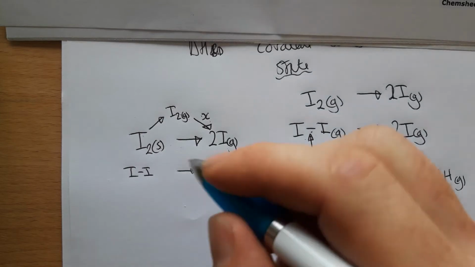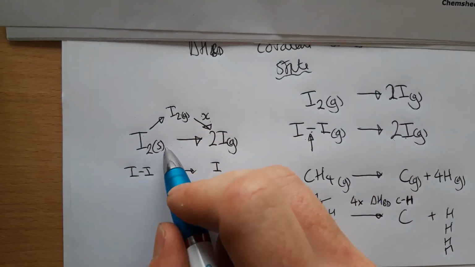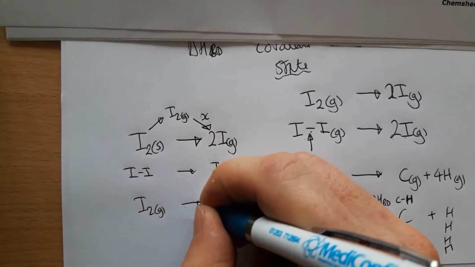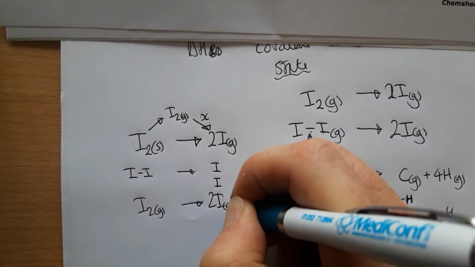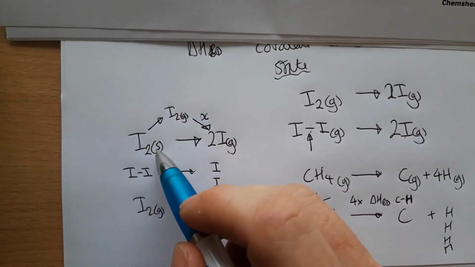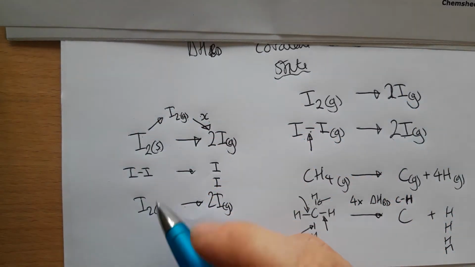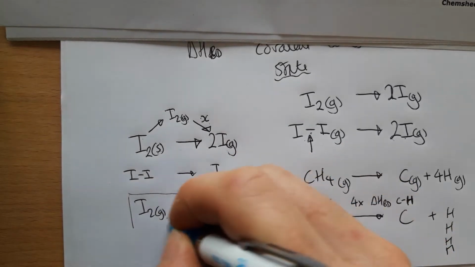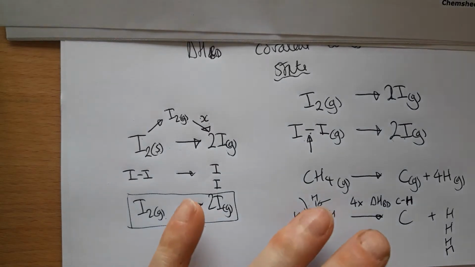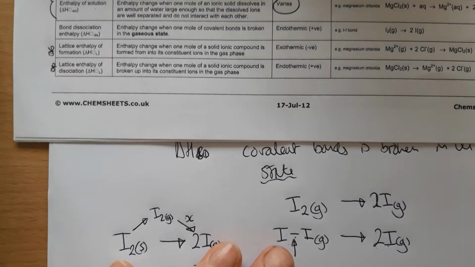The point is that I2 solid to I2 gas is not the same as I2 gas to 2I gas. They are not the same. Clearly they're not the same. That is starting with solid iodine, that is starting with gaseous iodine. Only this one could be called a bond dissociation because it's the gaseous state. We'll do some examples of these later, which hopefully will help you understand that.